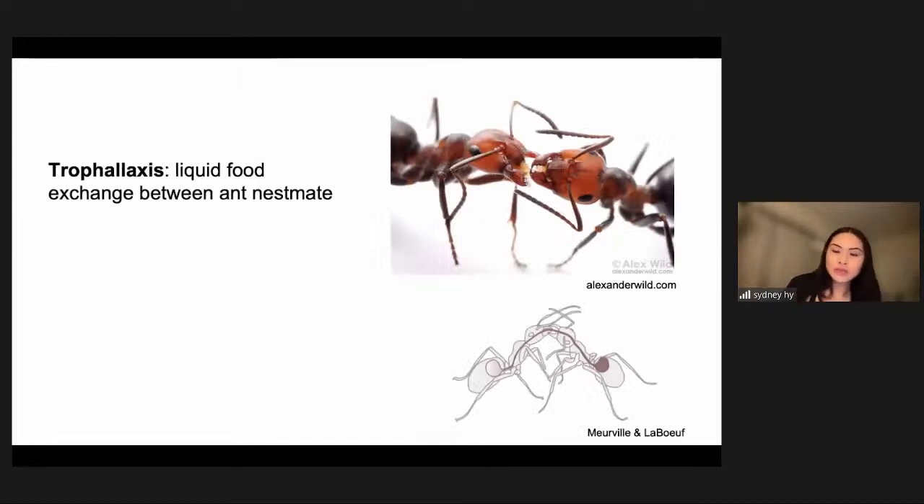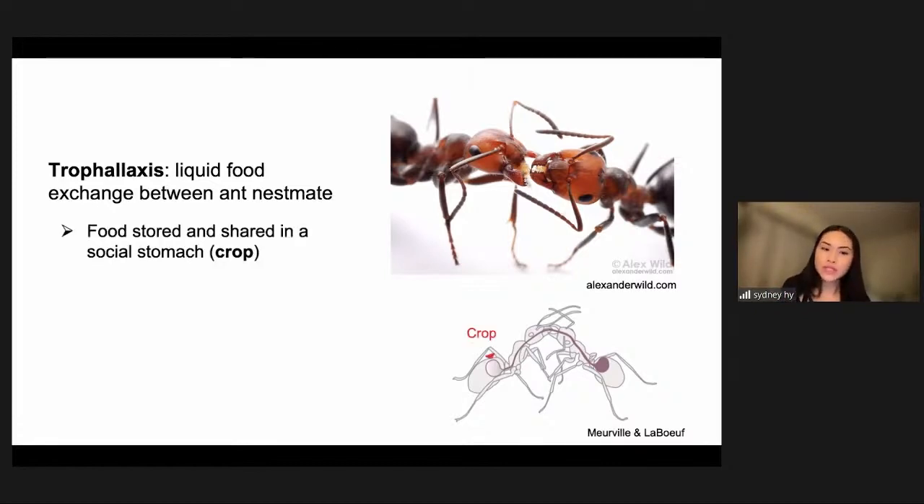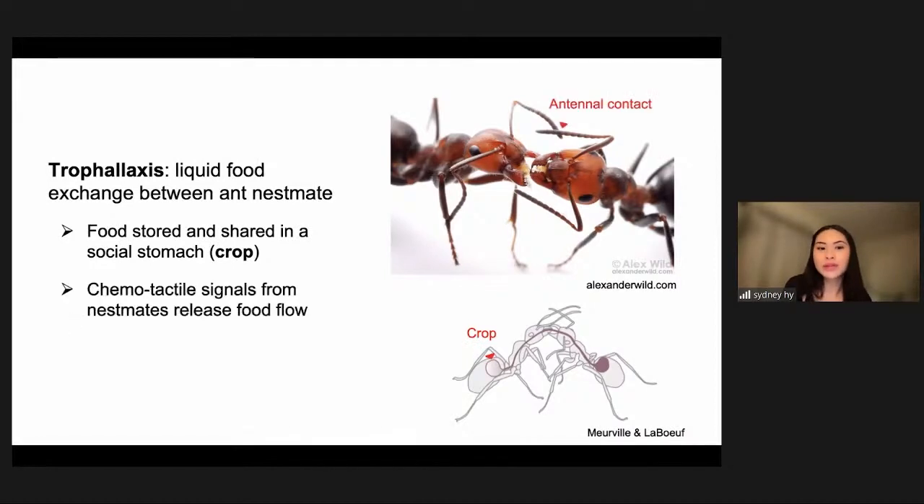So, food is shared between ants in a process called trophallaxis, where liquid food is regurgitated from a donor ant and fed to a receiver ant. The food is stored and shared in a social stomach called a crop, and chemo-tactile signals from nestmates will stimulate the release of food flow.